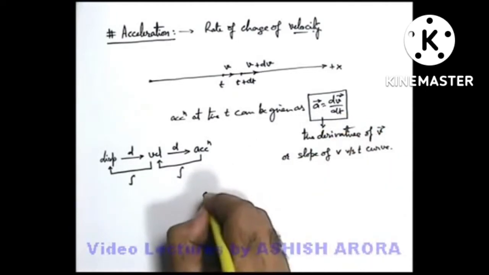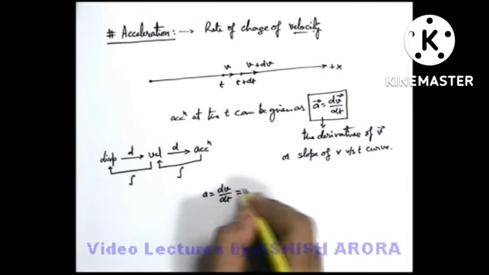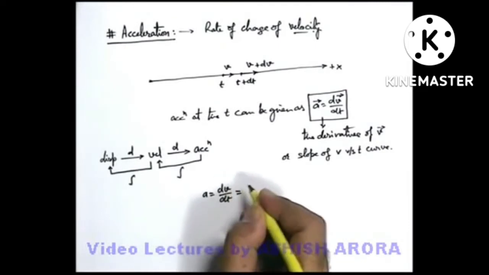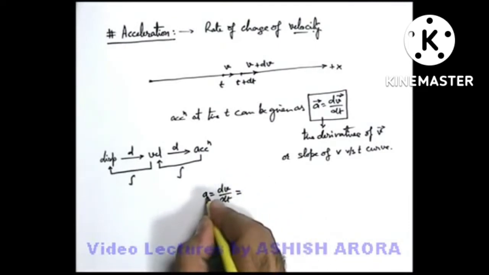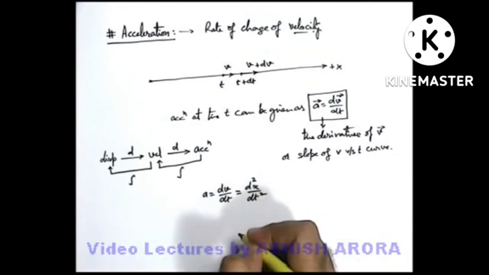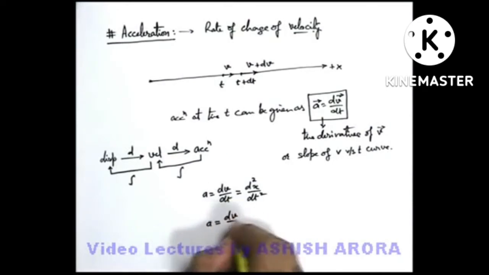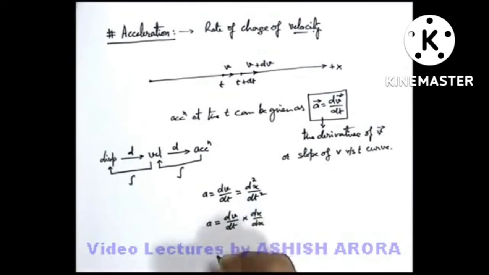Instantaneous acceleration we can give as dv by dt, or if we write velocity as dx by dt, that is, velocity is the differentiation of displacement with respect to time, we can write acceleration as the second differentiation of displacement with respect to time, that is d square x by dt square. There is one more way in which acceleration can be written: if it is expressed as dv by dt, multiplied by dx and divided by dx.